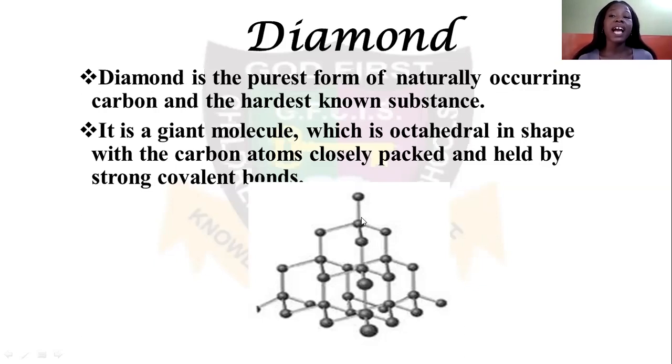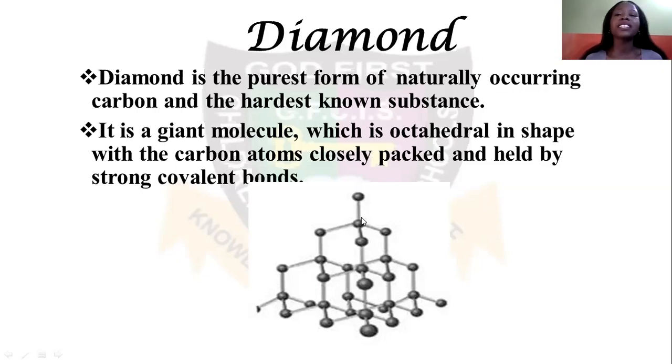So it has very high melting and boiling point, and it cannot conduct electricity because all the carbon electrons in diamond have been used up. So there is no free electron that can conduct electricity when electricity is applied. That's why diamond is a non-conductor of heat and electricity.